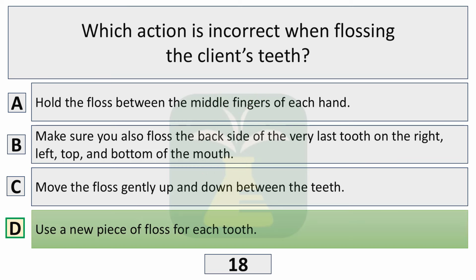Correct answer, D. Use a new piece of floss for each tooth. It is unnecessary to use a new piece of floss for each tooth. Break off an 18-inch piece of floss from the dispenser. This will do for all the teeth. Just move to a new section of floss after every second tooth is flossed. The other choices are correct steps in flossing.